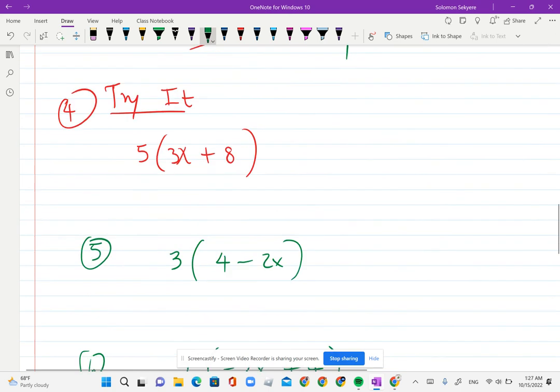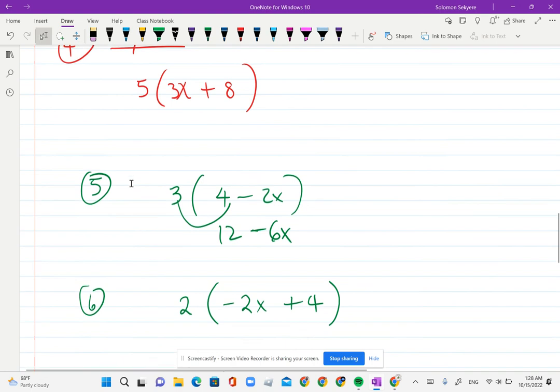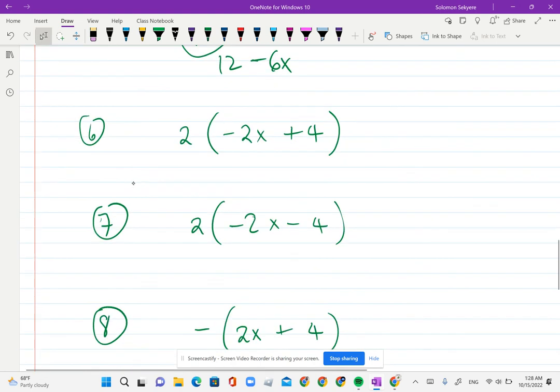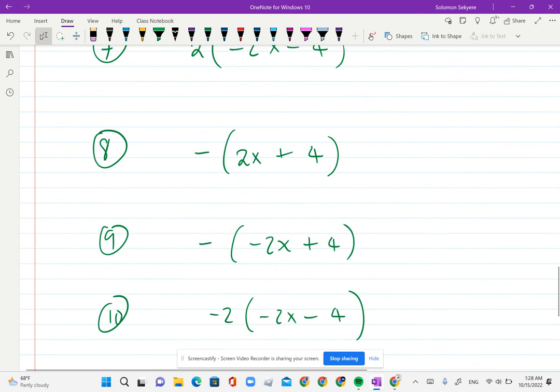Let's do more. What do you think you're going to get? Remember, when you multiply a positive by a negative, you should get what? Negative. So this is 3 times 4, 12. And then 3 times negative 2x is negative 6x. I'm done. Next, 2 times negative 2x is negative 4x plus 8. Okay, try all these.